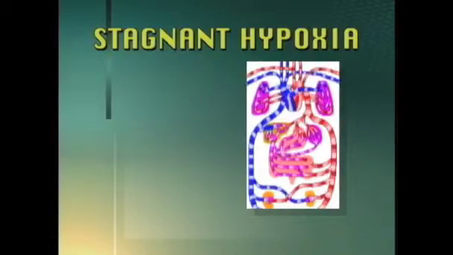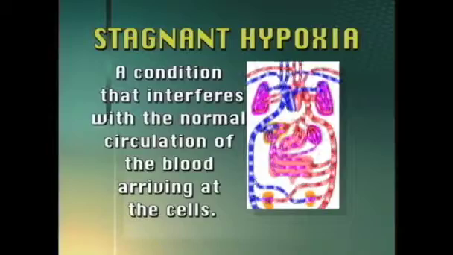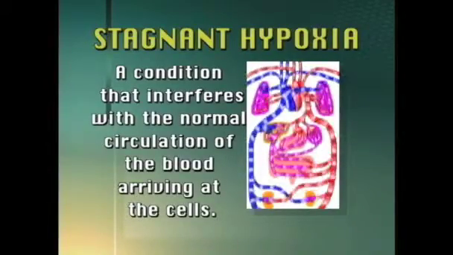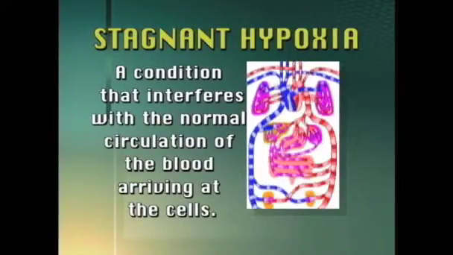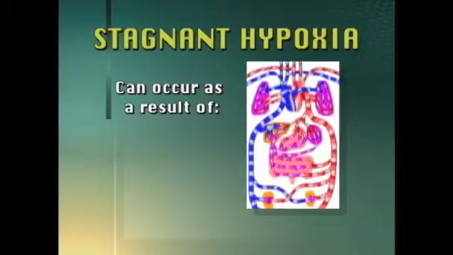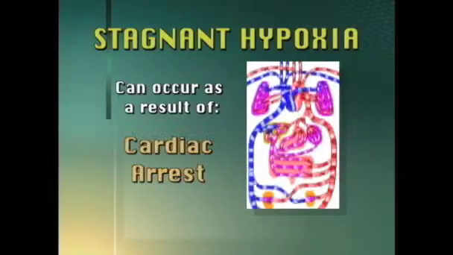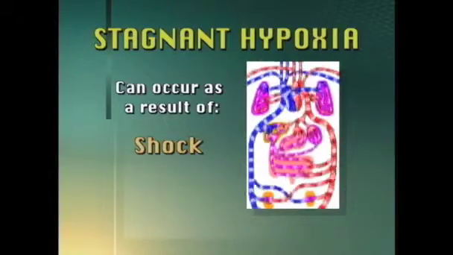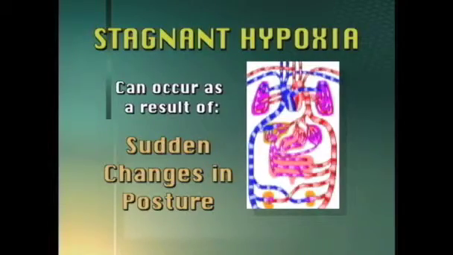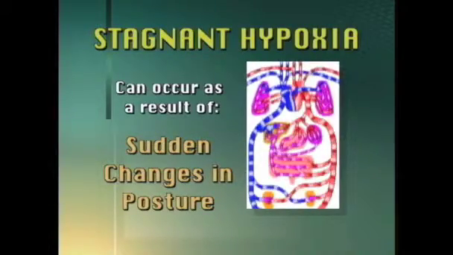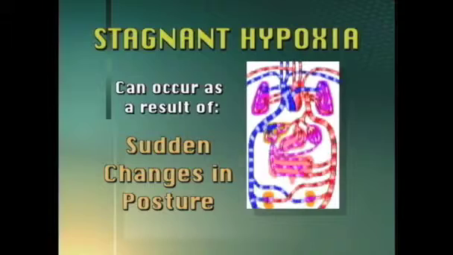Stagnant hypoxia occurs at the circulatory level. It's defined as a condition that interferes with the normal circulation of the blood arriving at the cells. Stagnant hypoxia can occur as a result of cardiac arrest, shock, exposure to cold, and sudden changes in posture, such as standing up after a prolonged rest.